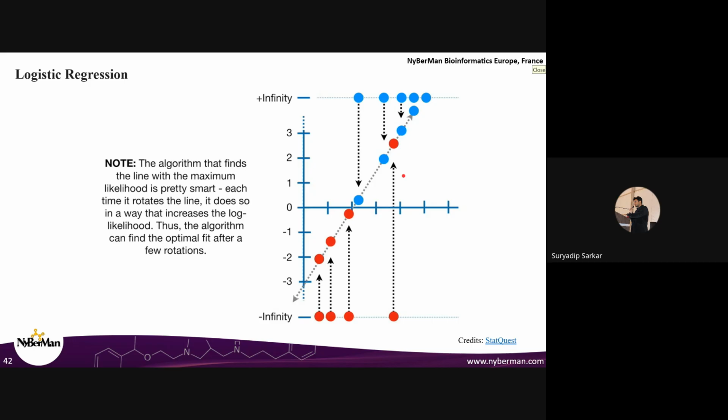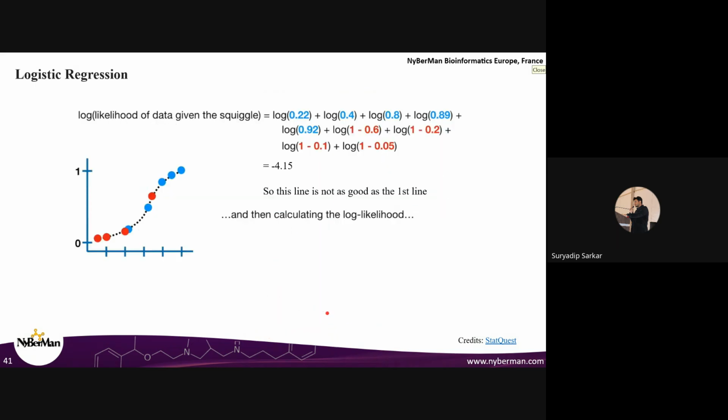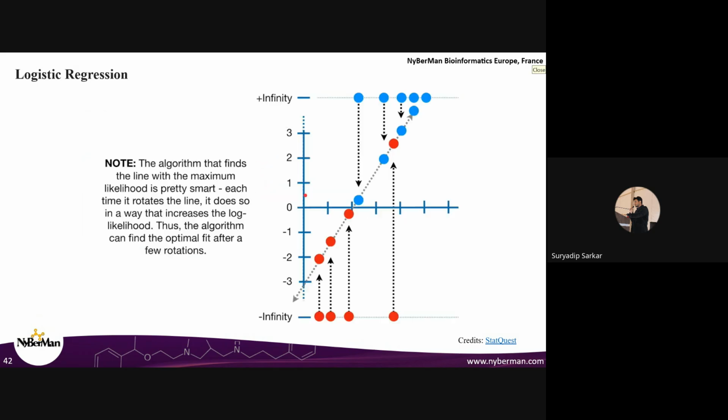Now, the beautiful thing to note here is the algorithm that actually finds this line. What do we do at the end of the day? We keep on rotating these lines, changing the slope and intercept of this line in the log odds scale, and we keep on calculating the log likelihood of the squiggle given the data, until we reach the maximum possible log likelihood for this data.